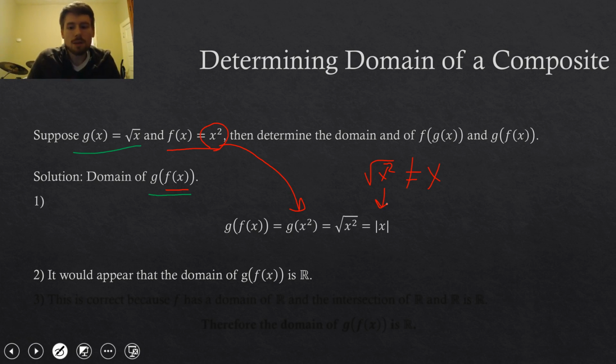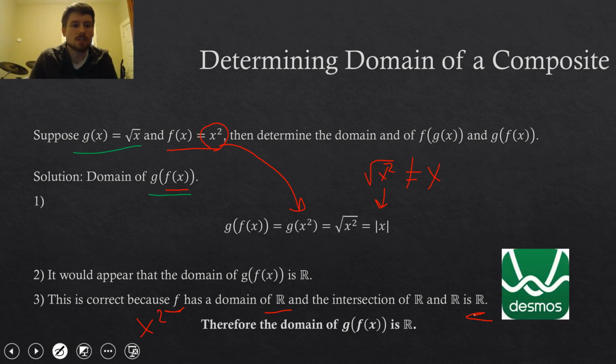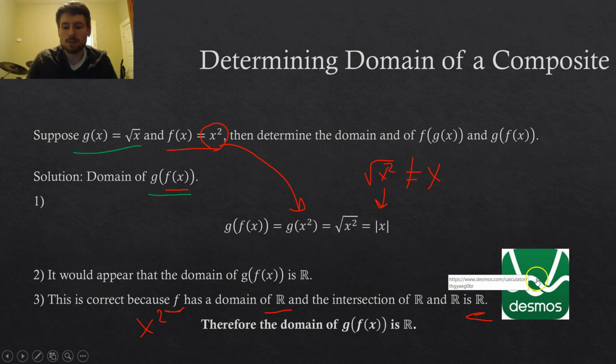So it would appear by looking at this, we know absolute value, it's good from left to right, that the domain is all real numbers. And now we have to decide, is that actually true? Well, it is, because the inner function f is x squared, and it has a domain of all real numbers. And all real numbers intersected with all real numbers, well, that's just all real numbers. It's what's common, and that's everything. And so the domain of g of f of x is all real numbers. All right, let's take a look at these graphically, and we should see those domains appearing on their graphs.